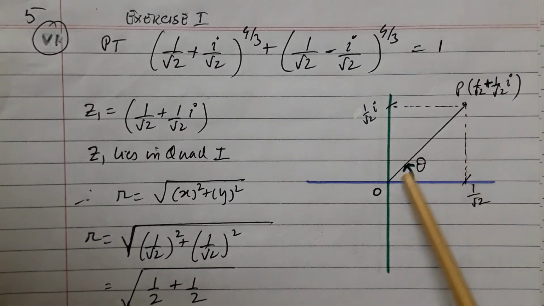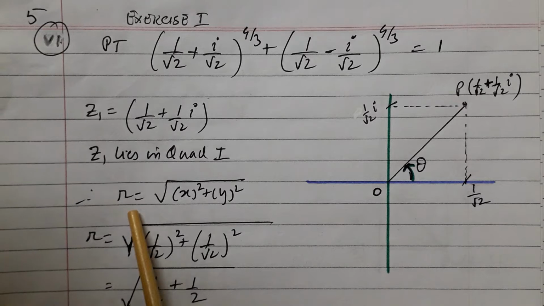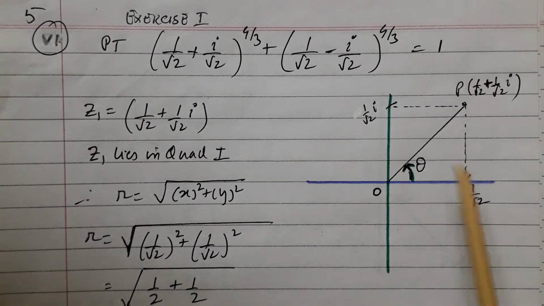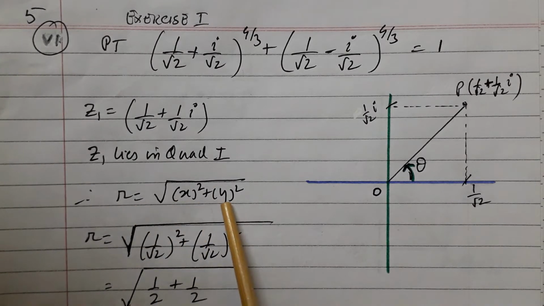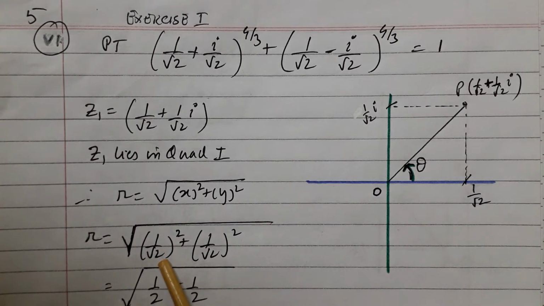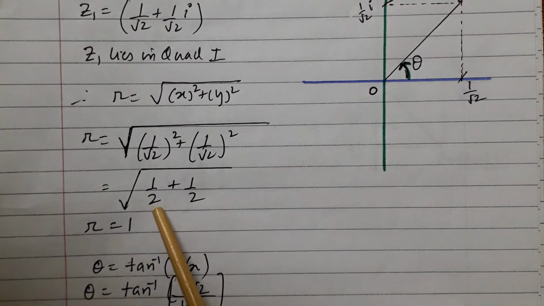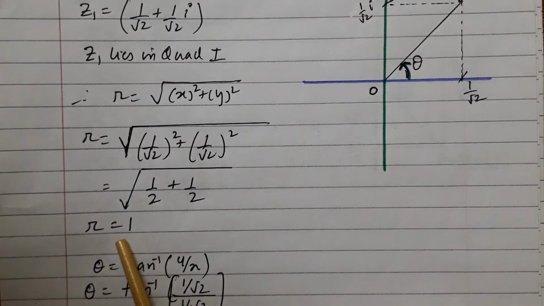So let us calculate the magnitude of the complex number. So r is equal to root of x squared plus y squared. So let us substitute x, which is 1/√2, and y, which is 1/√2, in the formula r equals the root of x squared plus y squared. So r is equal to the root of (1/√2)² plus (1/√2)². So we get r is equal to the root of 1/2 plus 1/2. Therefore r is equal to 1. So we have calculated the magnitude, which is equal to 1.